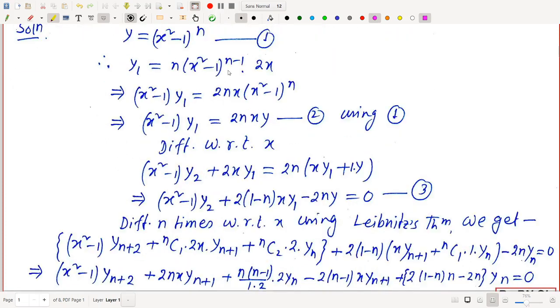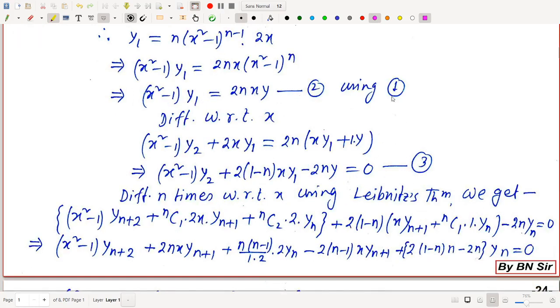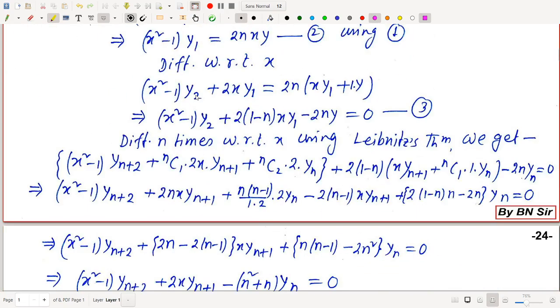Now let us multiply both sides by x square minus 1 so that it will become again y. So multiplying by x square minus 1 both sides, x square minus 1 into y1 equal to n into 2x, meaning 2nx, and x square minus 1 to the power n minus 1 will now become x square minus 1 to the power n, but this is y, so it is twice nxy. Line number 2 we have got using line number 1 value of y.